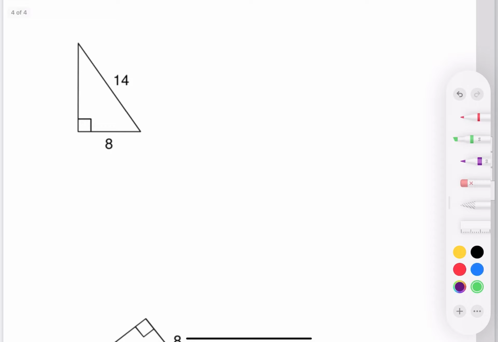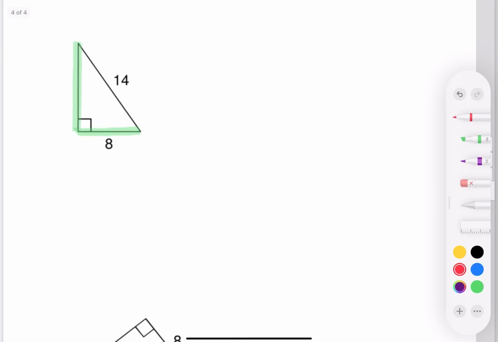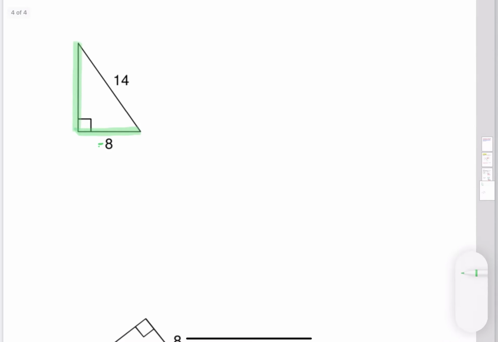All right, well, let's go ahead and take a look. If we identify our sides, the sides that create that right angle are going to be our A and our B value. But this time, it looks like we're missing the B value. It looks like this side's the longer side, so I'm going to go ahead and say that's the B value.